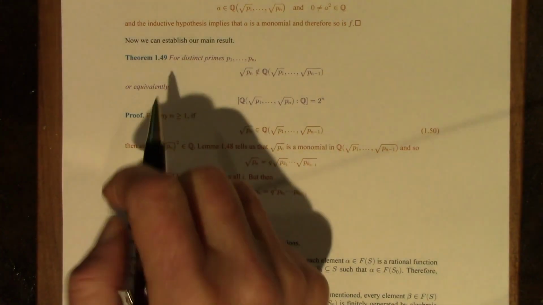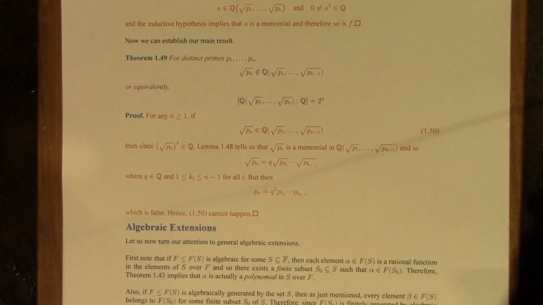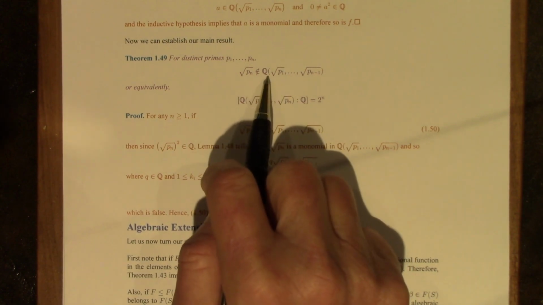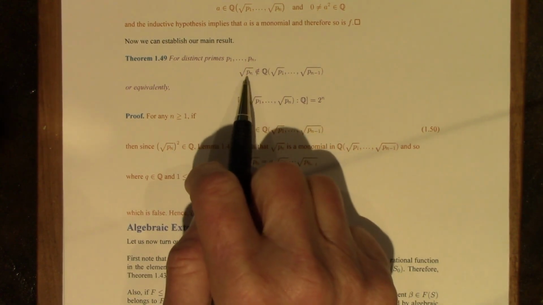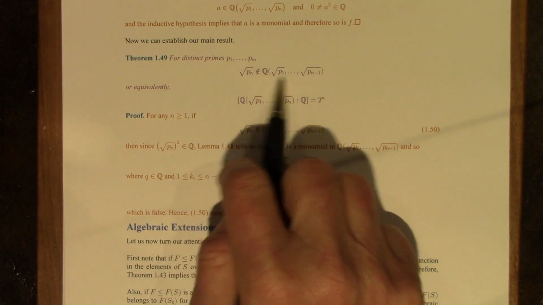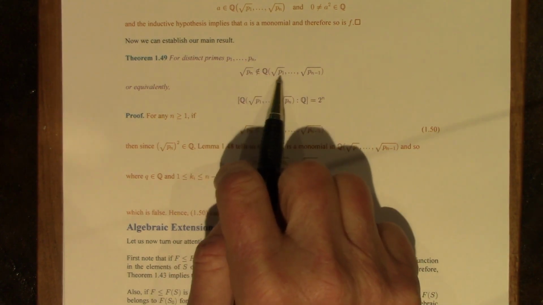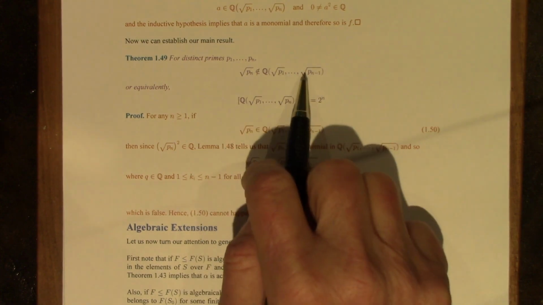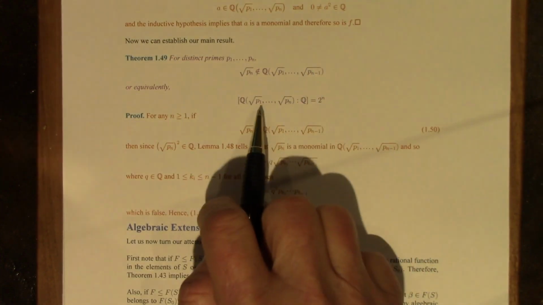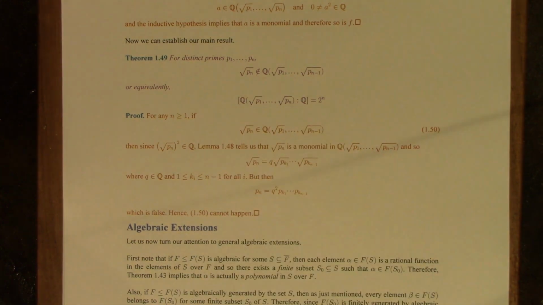Now we can prove the main result, which follows pretty easily from the lemma. For distinct primes P1 through Pn, square root of Pn does not belong to this smaller field, Q with square root of P1 through square root of Pn minus 1 adjoined. Or equivalently, this degree formula holds.